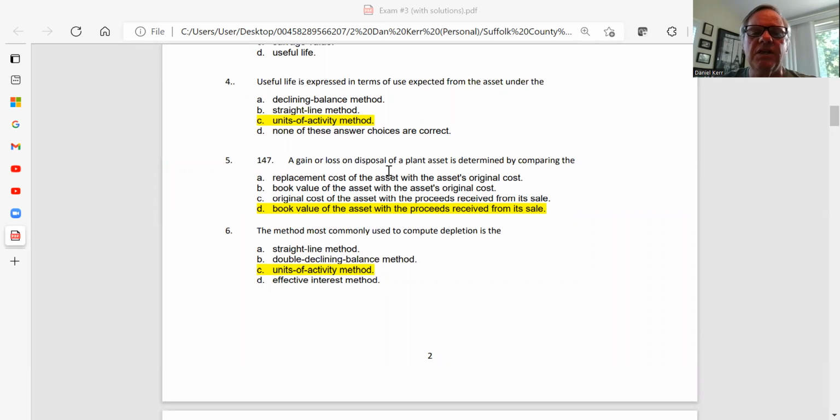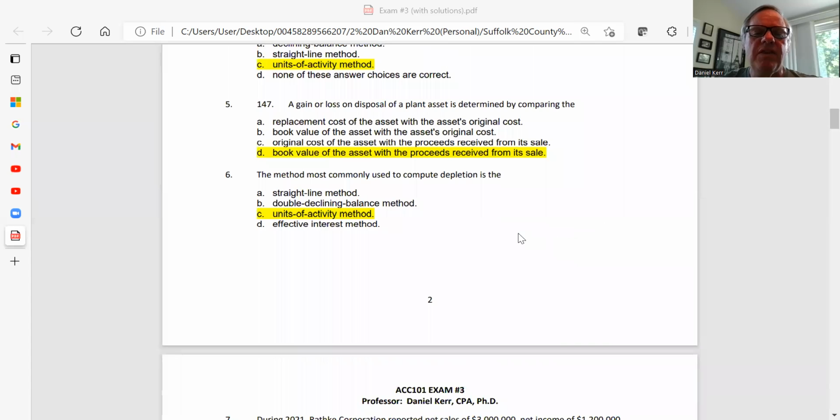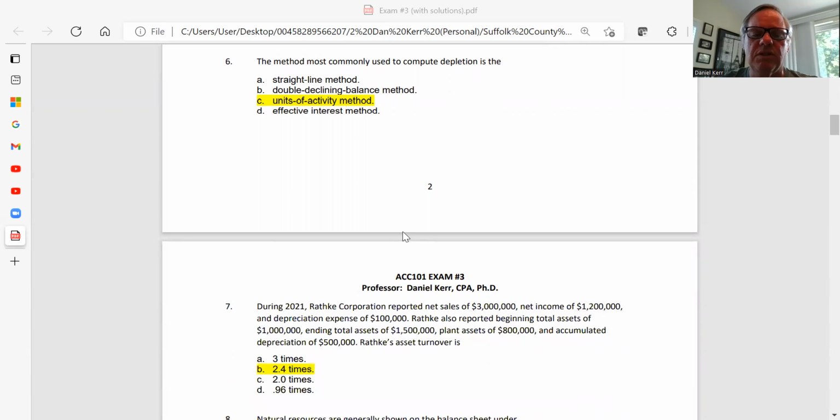Number 5, a gain or loss on disposal of a plant asset is determined by comparing the book value to the proceeds. So if the proceeds are larger than the book value, you've got a gain. And if the proceeds are less than the book value, you've got a loss. So the answer there is D. 6, the method most commonly used to compute depletion is the units of activity, which we had mentioned earlier. Depletion, again, that's for oil in the ground, trees in the forest, diamonds in the ground, and so forth. We use units of activity to get the depletion. So depletion is how we recover the cost of a natural resource.